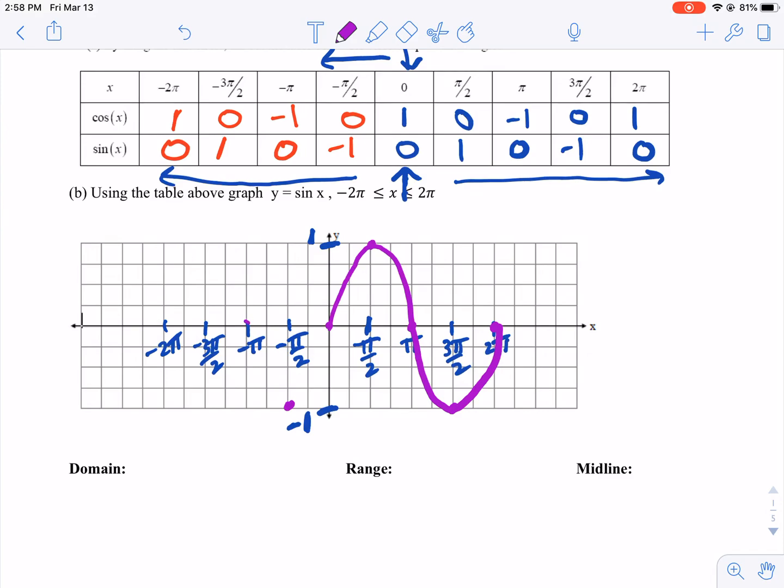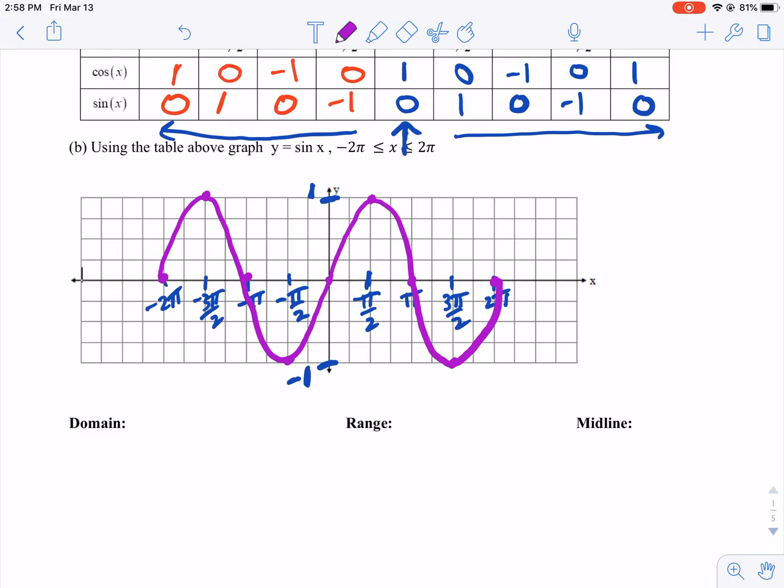Sine of negative pi is 0. Negative 3 pi halves is 1. Negative 2 pi is 0. And it's going to be curvy. So it just kind of repeats itself. So what I'm looking at now is 2 full cycles of sine. One on the negative side, one on the positive side.